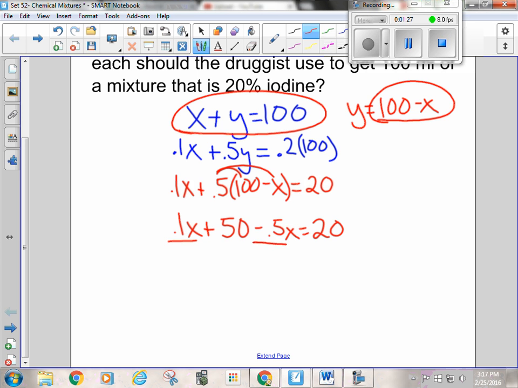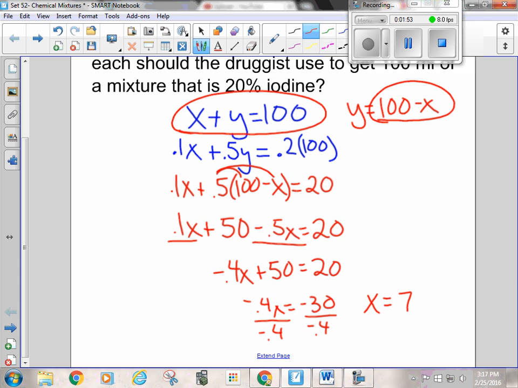I'm going to combine my like terms and get negative 0.4x plus 50 equals 20. We're going to subtract the 50 from each side. So I get negative 0.4x equals negative 30. And then I'm going to take my calculator and divide both sides by negative 0.4. Negative 30 divided by negative 0.4, and we get x equals 75.